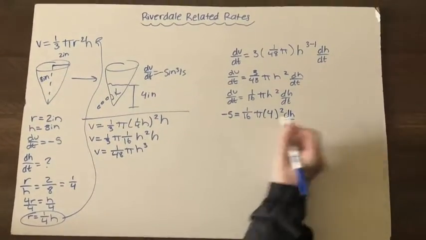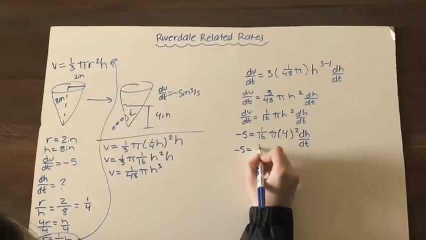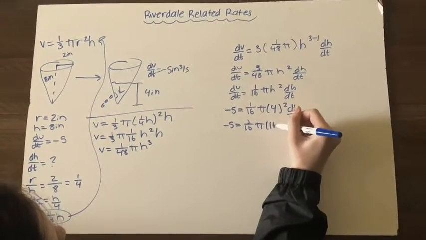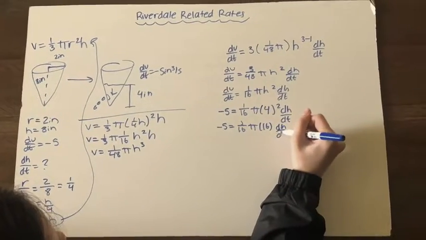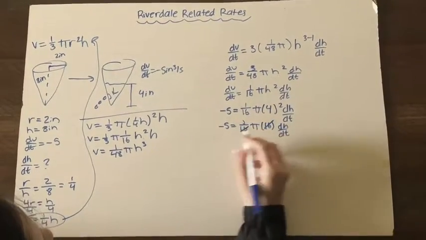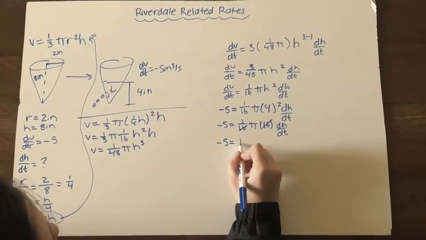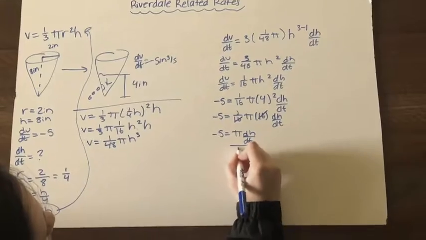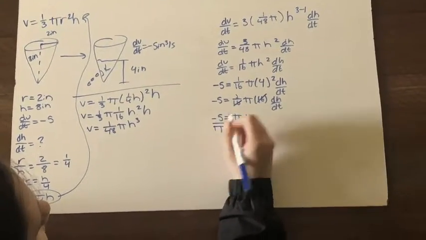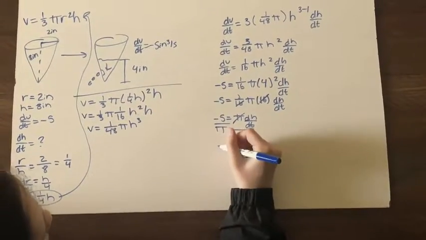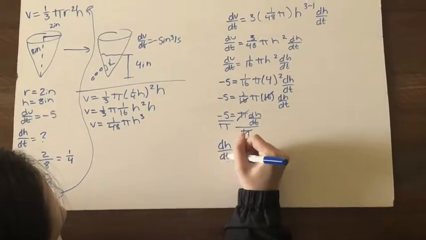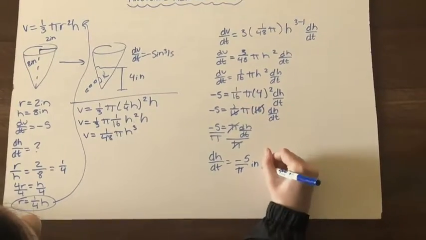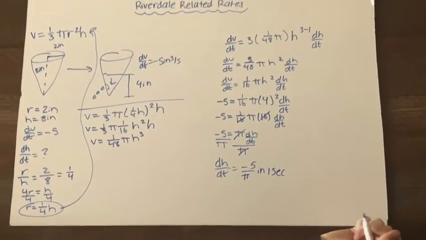So then negative 5 is equal to 1/16 pi, and 4 squared is equal to 16, dh over dt. And we can cross these off, and negative 5 is equal to pi dh over dt. We can divide both sides by pi, cross these off, and now dh over dt is equal to negative 5 over pi inches per second. And that's it. That's our answer.